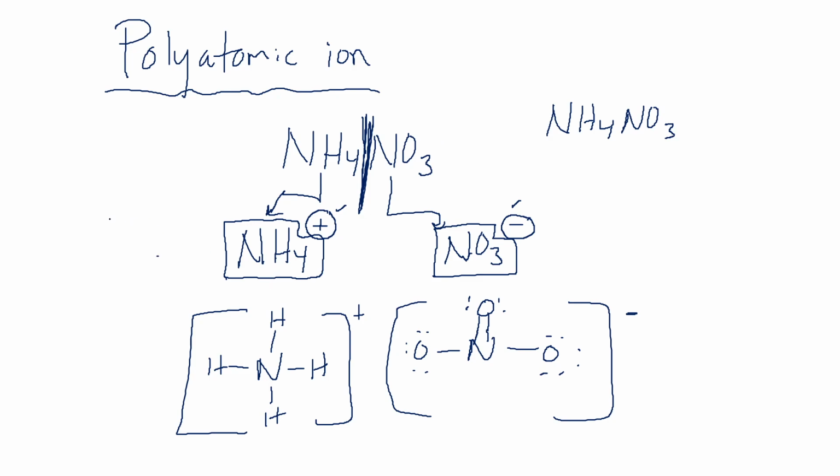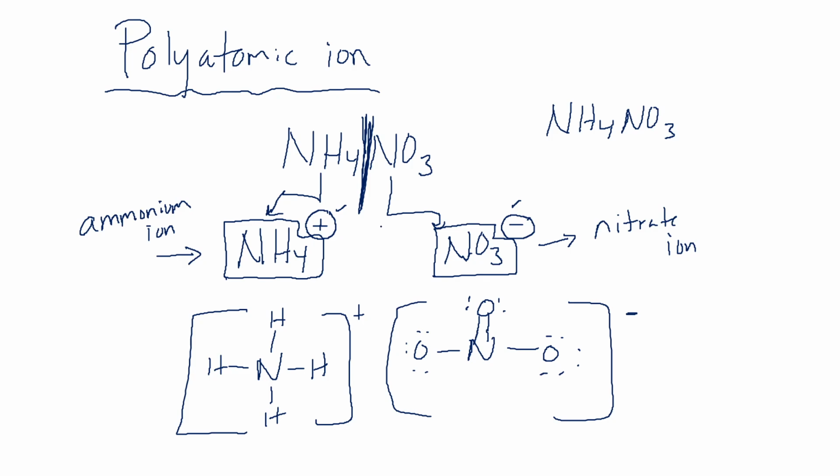These ions here, which are polyatomic ions, have a special name. This guy is known as the ammonium ion. It is probably one of the few positive polyatomic ions that you'll see. There are a few other ones, but that's probably the most common one. This NO3- is the nitrate ion.